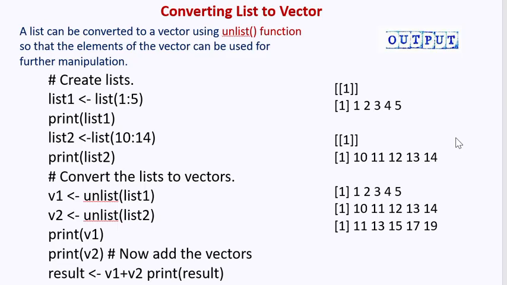Now we are going to add these two vectors by simply mentioning the expression V1 plus V2, and the result is stored in the result variable. Finally, we printed the result. In the backend, it added the first element in V1 to the first element in V2, which is 1 plus 10, so we got 11. Similarly, 2 plus 11 is 13, 3 plus 12 is 15, 4 plus 13 is 17, and finally the last element, 5 plus 14, is 19.